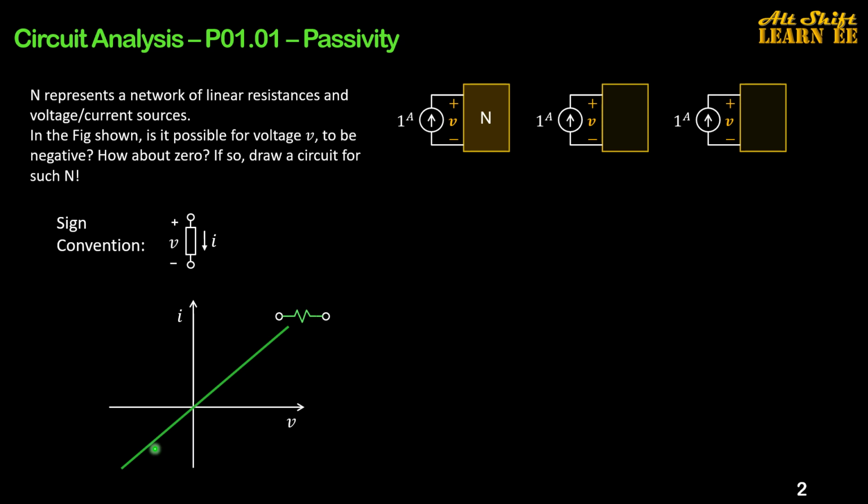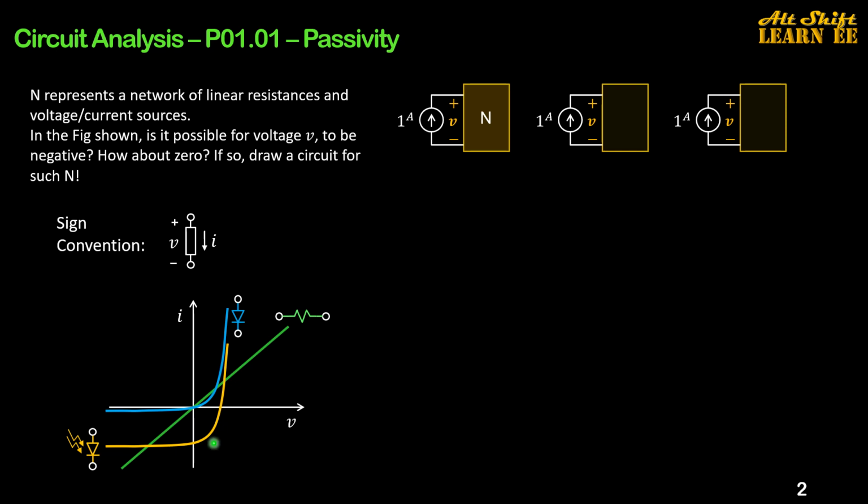By the same definition, a PN junction diode is a passive element. But if you shine light on this PN junction, it will become a solar cell. So the IV curve is something like this, and it's not a passive element anymore.